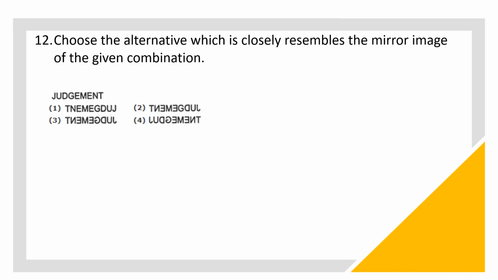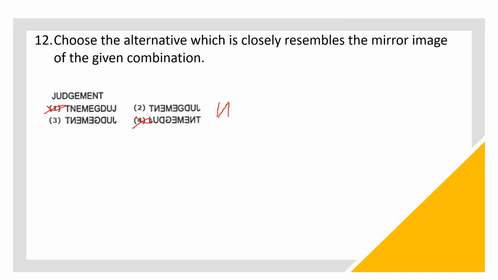Next, judgment. So first what will come? T will come. But in the fourth option J is there. So this is not an option. So T is identical. So in three options T is identical. And N. What is the mirror image of N? This is the mirror image. So in the first option N is the original image. So this is not an option.